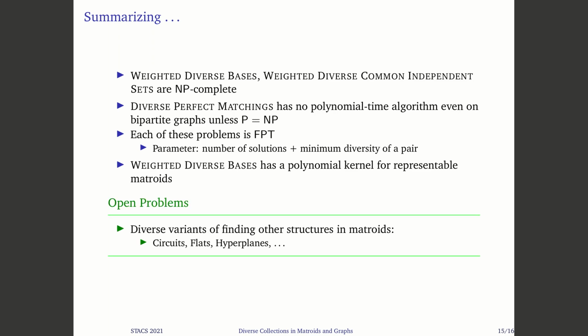Now, as I said, this is a very new area in parameterized algorithms, so there are lots of problems which are open. Let me focus on problems from matroids. The immediate question is about finding diverse variants of other interesting and well-studied structures in matroids, such as circuits, flats, hyperplanes, and so on. Thank you for your attention.